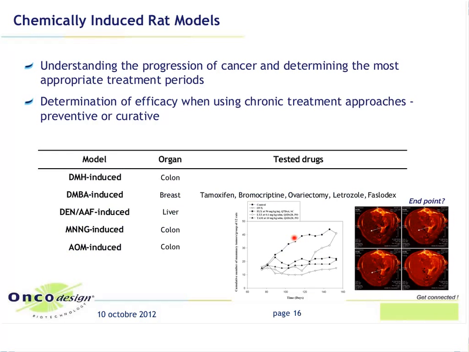The chemically induced breast tumor development could be measured with a caliper. The major interest of these tumor models is the hormonal dependency of tumors. This tumor could be studied without estradiol supplementation. Here we can see the control group with the tumor growth, and here the ovariectomy treated group.